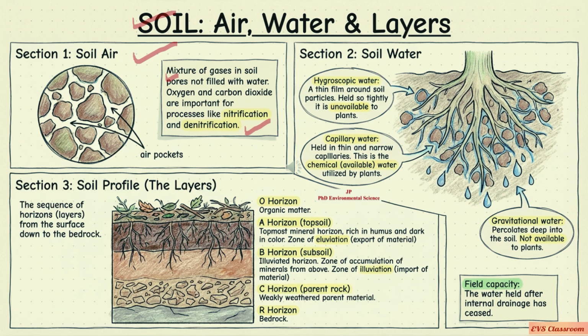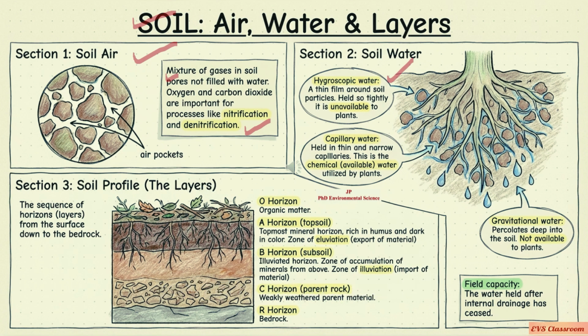Then soil water. Hygroscopic water is a thin film around the soil particles. It is held tightly and unavailable to plants. So hygroscopic water sticks tightly to soil particles, so the plant roots cannot absorb it. For example, even dry soil contains hygroscopic water, but plants still wilt.